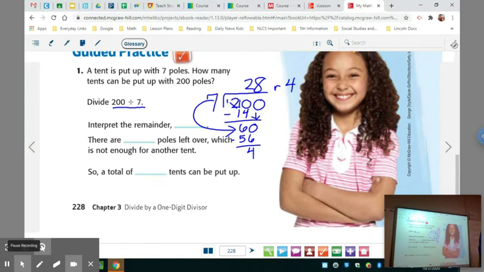So it says interpret the remainder. So what's the remainder? 4. There are 4 poles left over, which is not enough to make another tent, because how many poles does it take to set up a tent? 7. Right? So you got 4 that are just left over in the back of the truck that you're not going to use. So a total of 28 tents can be put up with 7 poles each out of the 200.